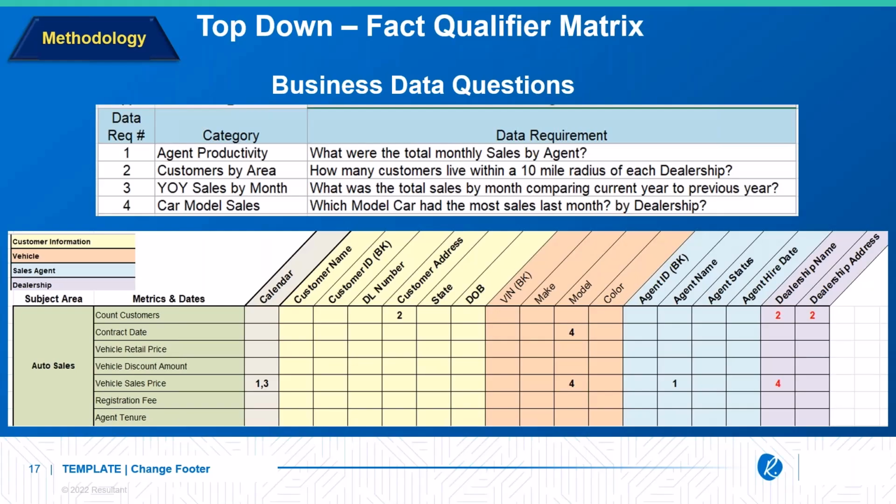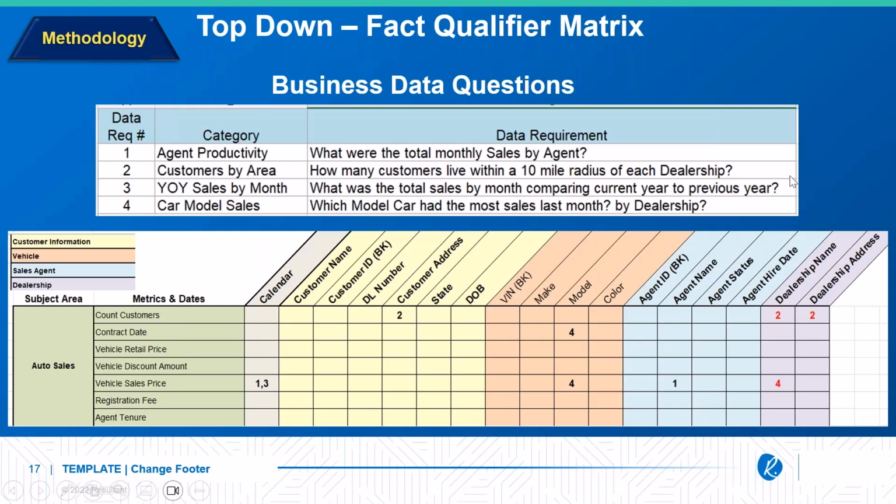I can see that question number 2 is looking at the customer address to get the location, and it's going to do a count of customers, and they want to see it by dealership. But I put that in red because that's a gap. I don't know where the dealership data is coming from. So I've already started identifying my gaps.